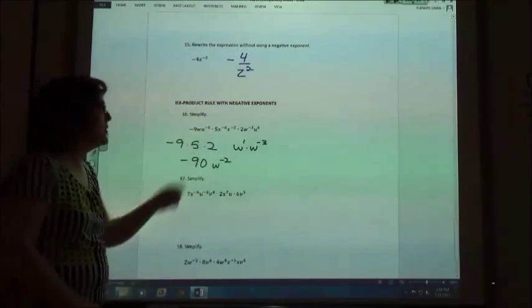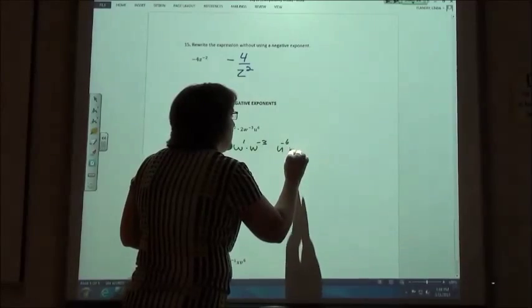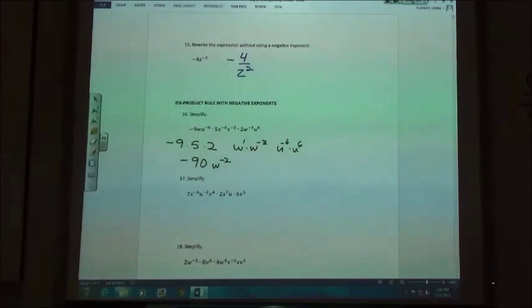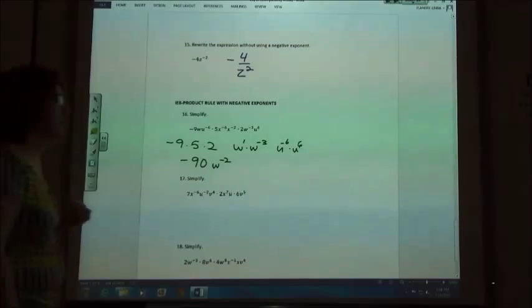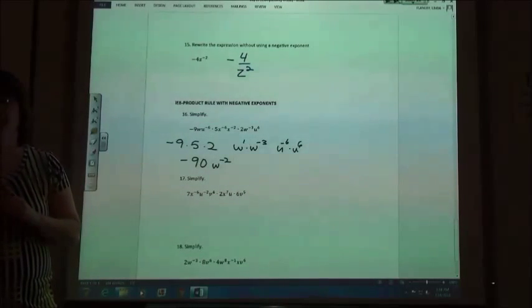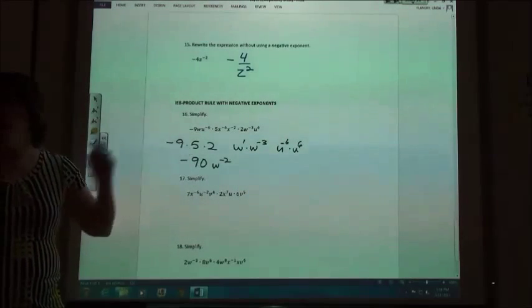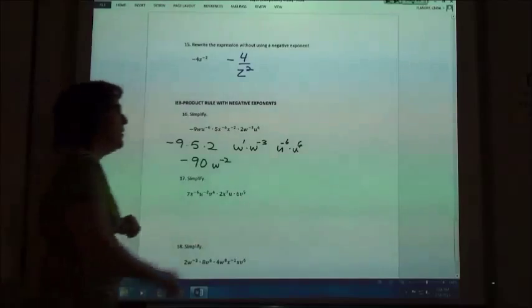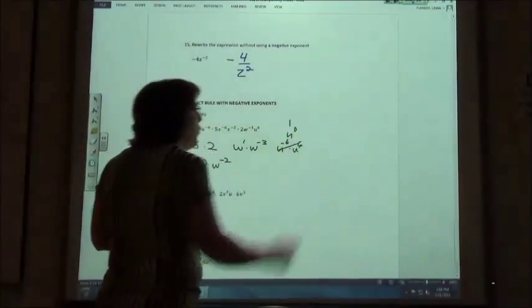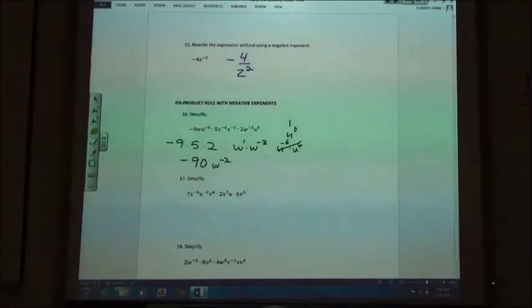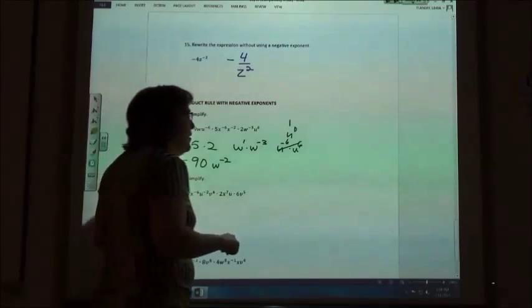Then I've got some u's. U to the negative 6 times u to the 6th. U to the negative 6 and u to the positive 6. What happens there? Negative 6 and 6 would give me 0. And u to the 0 power is equal to 1. I don't really need to put the 1 in there because 1 times my negative 90 is going to be negative 90. So I can just think of it as canceling each other out, right? Negative 6 and positive 6 gives me 0.